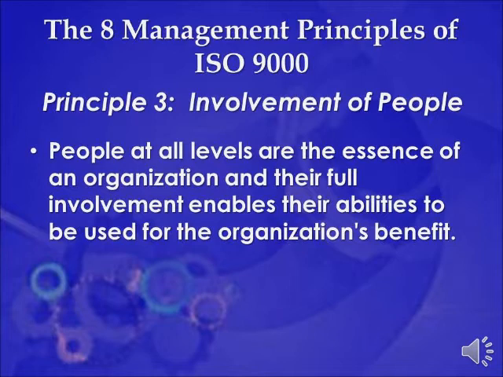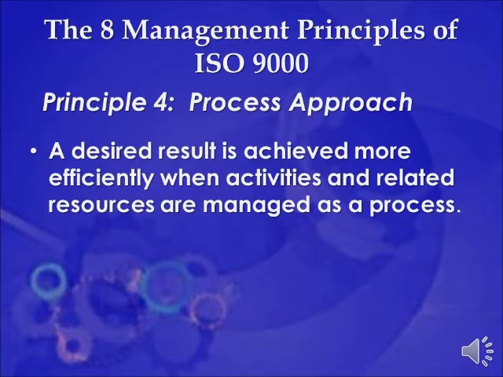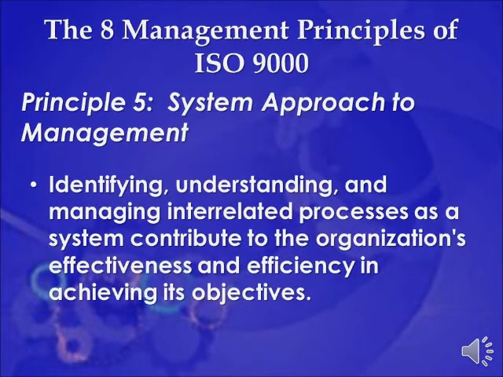for the organization's benefit. Principle 4, process approach. A desired result is achieved more efficiently when activities and related resources are managed as a process. Principle 5, system approach to management. Identifying, understanding, and managing interrelated processes as a system contribute to the organization's effectiveness and efficiency in achieving its objectives.